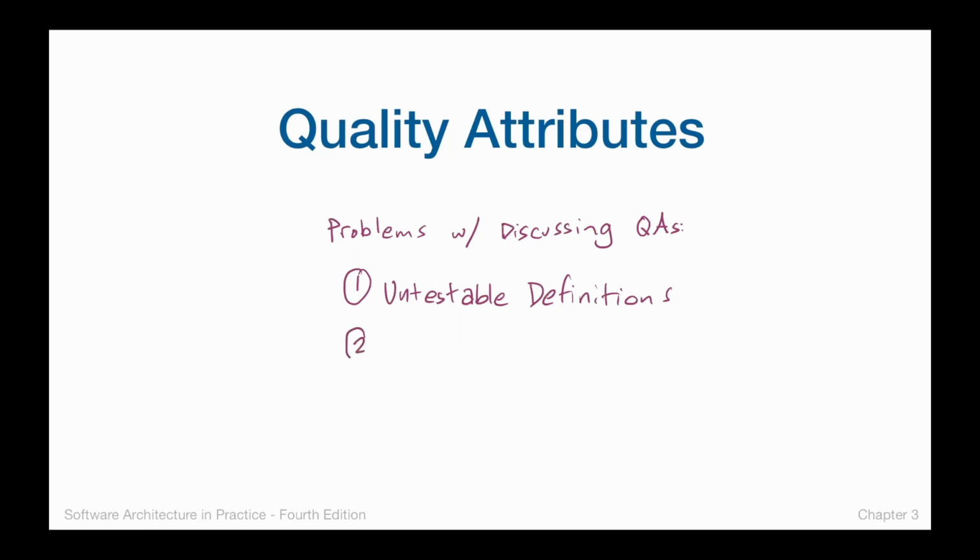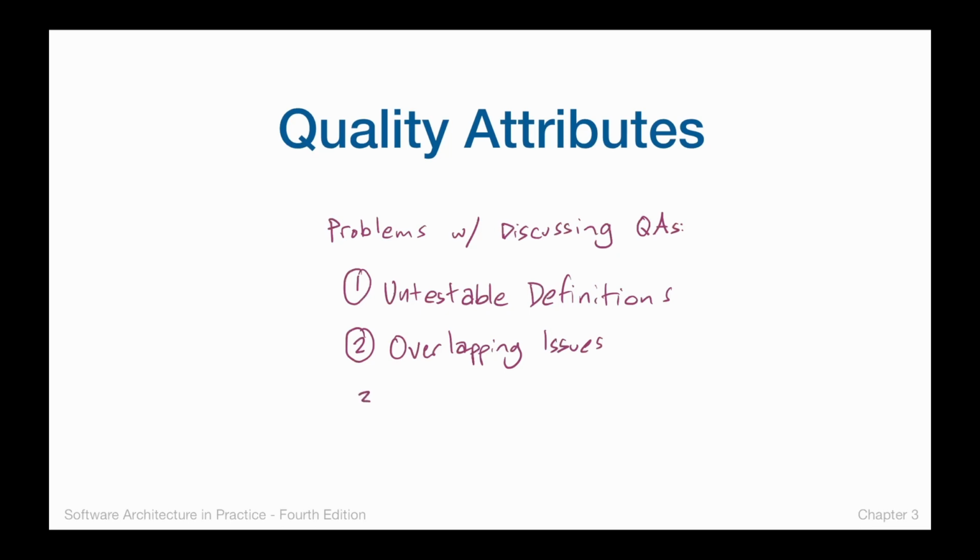Another problem when we're trying to discuss quality attributes is we have overlapping issues. So for example, if we're trying to talk about a denial of service attack, is that an aspect of availability, or an aspect of performance, or maybe security, or maybe usability? It could fall into any of those categories, so that can sometimes make it difficult to discuss because those different areas all take different considerations.